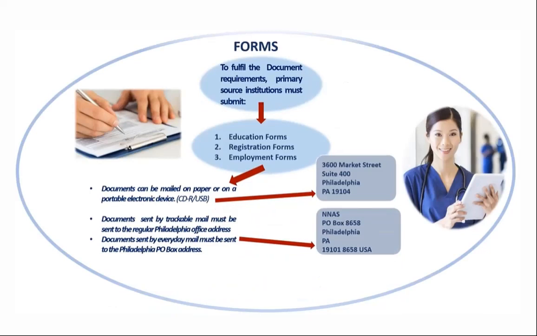If they're going to be sending the documents via courier, they're going to send them directly to the street address. That's the 3600 Market Street address, as couriers do not deliver to PO boxes. If they're going to send documents by regular first class mail, they can choose to send them to the PO box address.